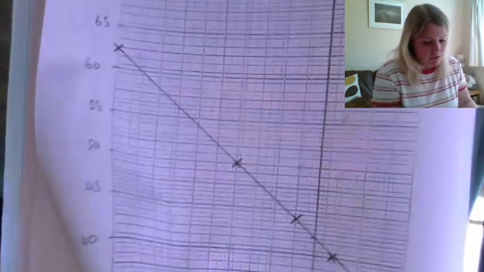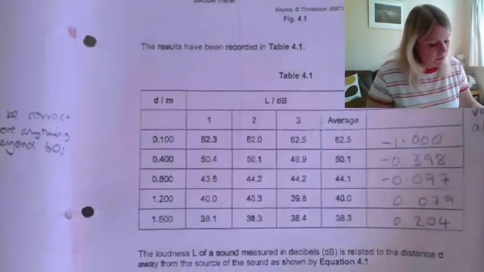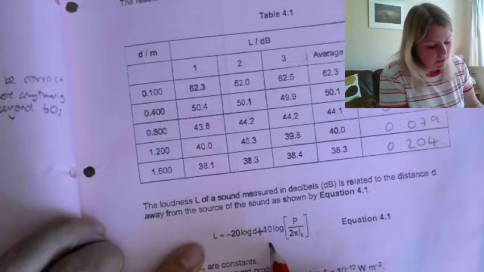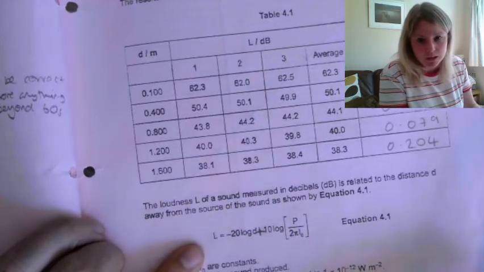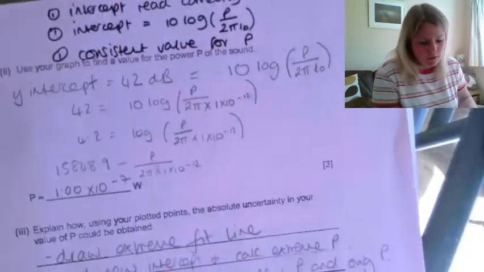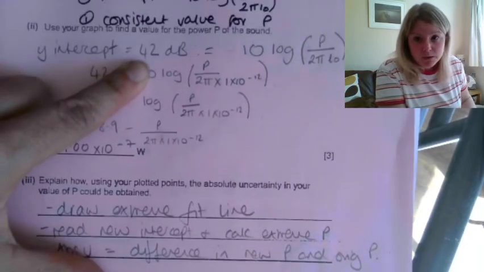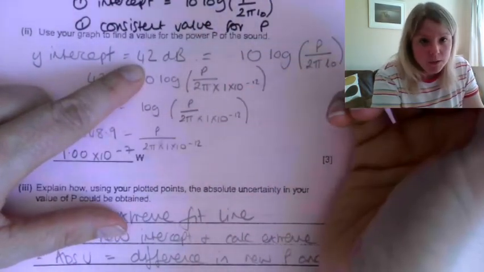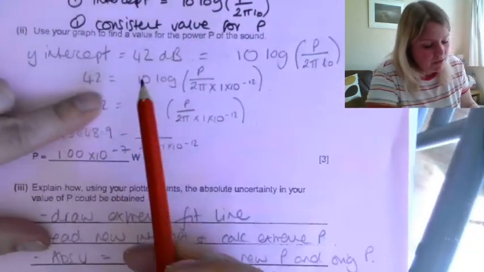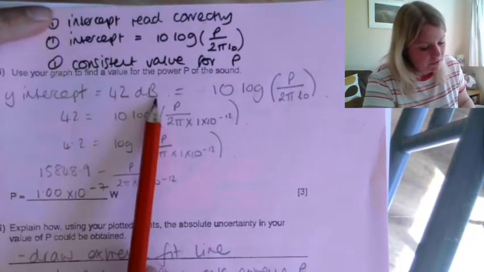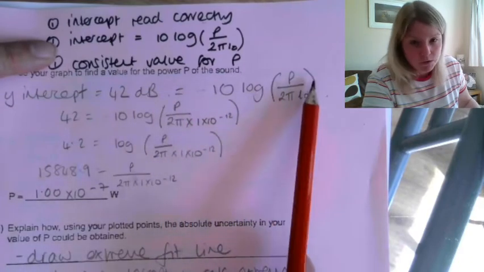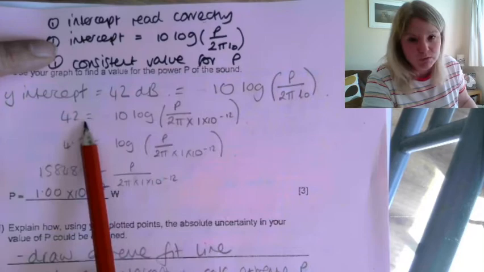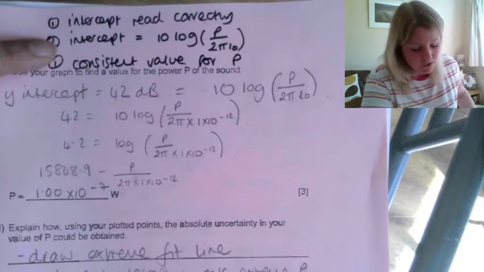So let's see how we knew that was what we did, because this here is in the form y equals mx plus c. So this is the y-intercept here, right? I got 42 on mine. Everyone's will be slightly different, and that is fine. I will be working out, and the examiner will work out what your equivalent P value is. So 1 mark for finding your intercept, 1 mark for putting it equal to this, so really for this line here, and then 1 mark for correctly calculating what value of P that gives you.